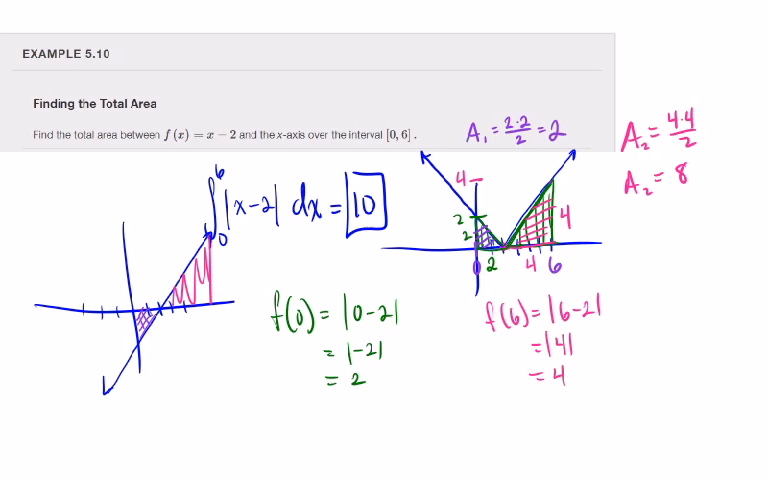So if we were to do net area, it would be 8 minus 2, right? So it would be 6 if I were to do just regular integral from 0 to 6 of x minus 2 dx. That would be 8 minus 2, which would be 6. But this one, when we want to find total area, we want to make this absolute value, and that gets everything above the curve and gives us the total area, which is 10. Okay. All right.